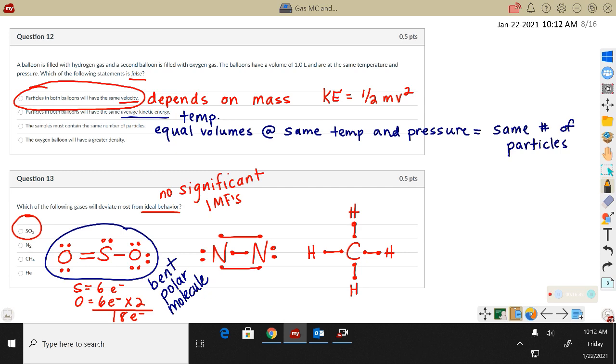But the SO2 ends up being bent. It's got that extra electron pair on the central sulfur. Bent molecules are polar, so this guy's going to have dipole forces. So a little bit stronger intermolecular force, which would make it deviate from ideal behavior. Weaker intermolecular forces would be less significant, more likely to act like an ideal gas. So that one I had to sketch the SO2.